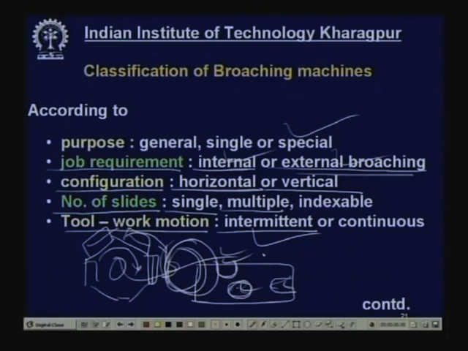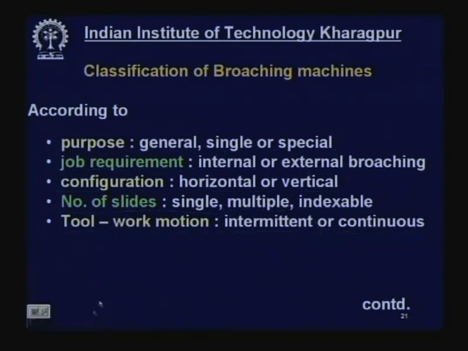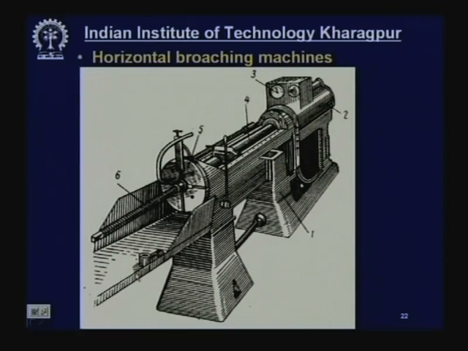Then tool work motion, intermittent motion, that is common. So, this will move either pulled or pushed, then pushed or pulled back, another job is mounted, then this is repeated, this is called intermittent type. Another one is continuous, a large number of workpieces will be moving continuously and done fast, that will give more productivity.